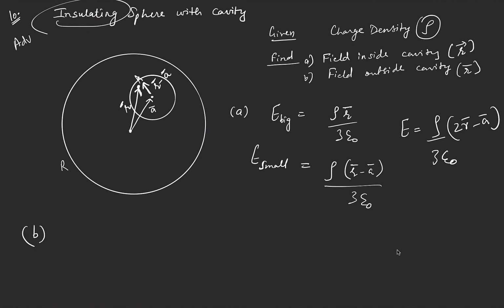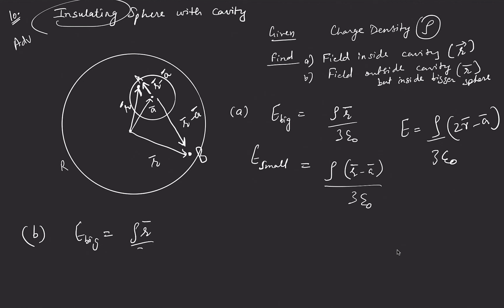Now for part B, we will take a point which is not inside the cavity, outside the cavity, but inside the bigger sphere. Let's say that point was this r vector, point B, and again this vector would be r vector minus a vector. So the electric field due to the big sphere, for the big sphere the point is still inside, so it's simply rho r by 3 epsilon naught. For the small sphere the point is outside.